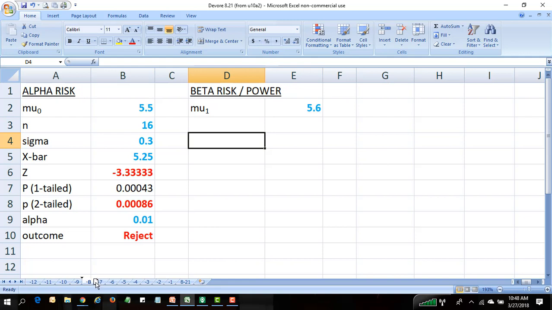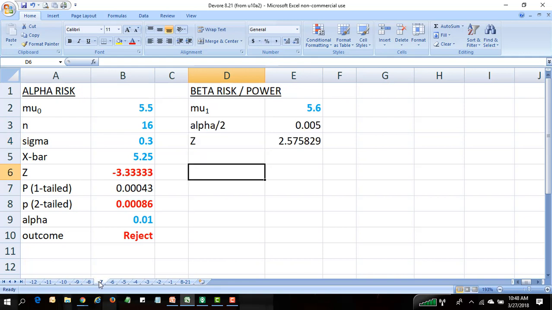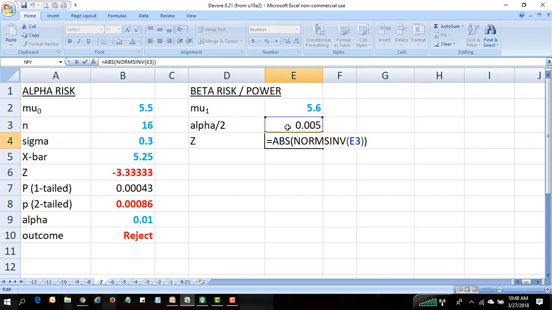So the first thing I do is take my alpha and figure that out. Now we were told in the problem to do it at a 0.01 alpha. It's a two-tailed test. The hypothesis is not equal, so I have to use half of alpha. So the alpha that I'm concerned with, alpha over 2, is 0.005. And then I can take the norm inverse of that to say what z would give me a 0.005. So the z I'm interested in is basically 2.58 if I round that off.